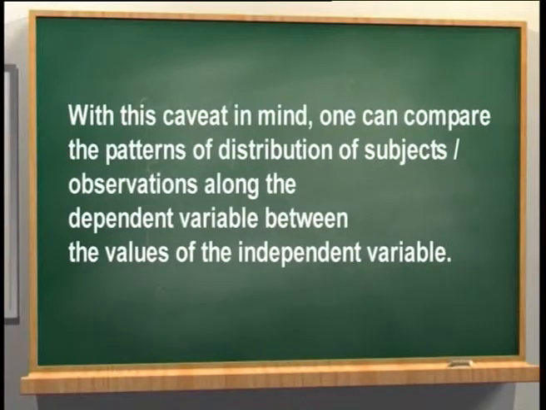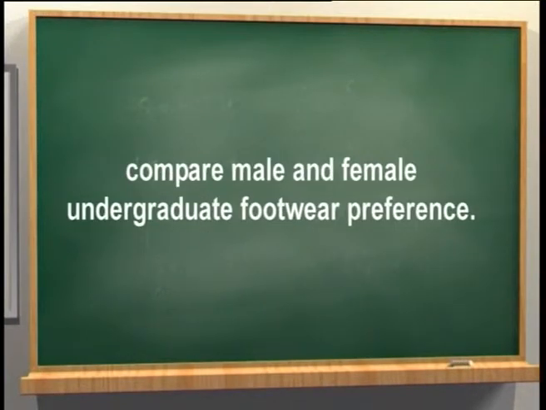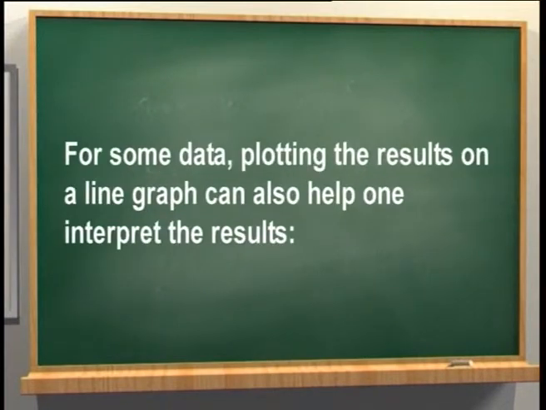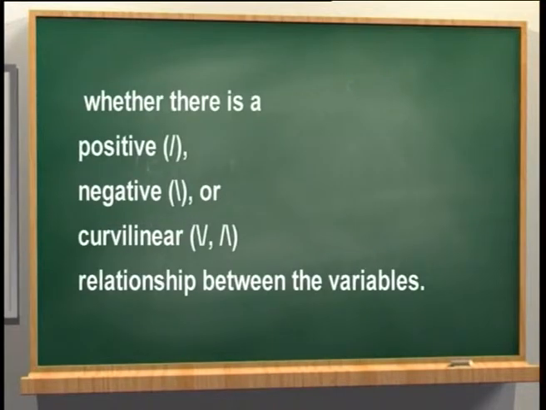With this caveat in mind, one can compare the patterns of distribution of subjects or observations along the dependent variable between the values of the independent variable. For example, compare male and female undergraduate footwear preference. For some data, plotting the results on a line graph can also help one interpret the results, that is, whether there is a positive, negative or curvilinear relationship between the variables.